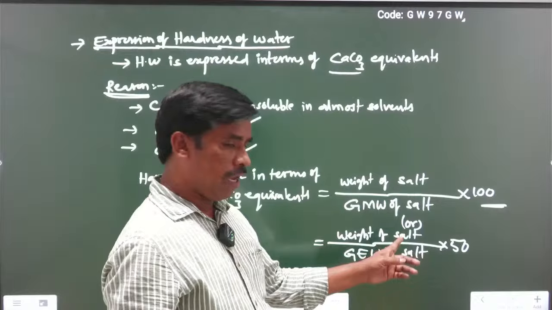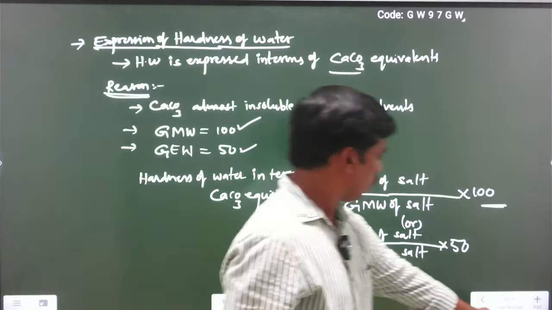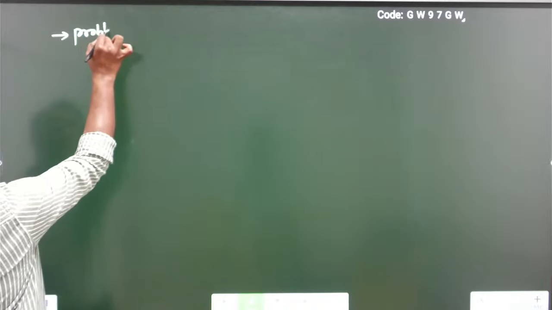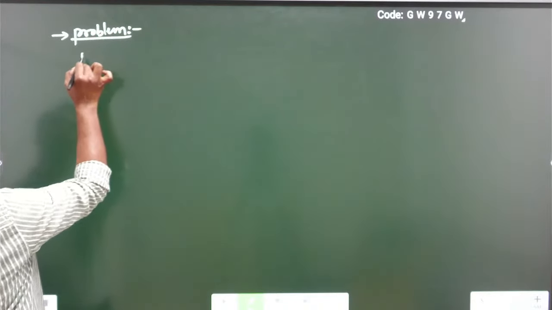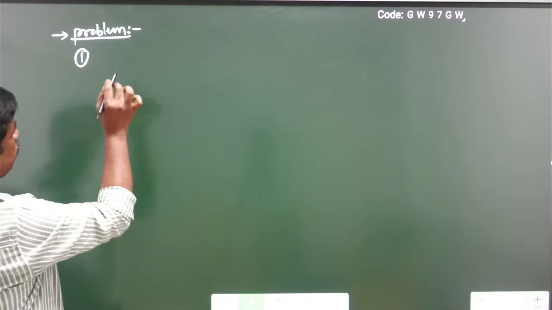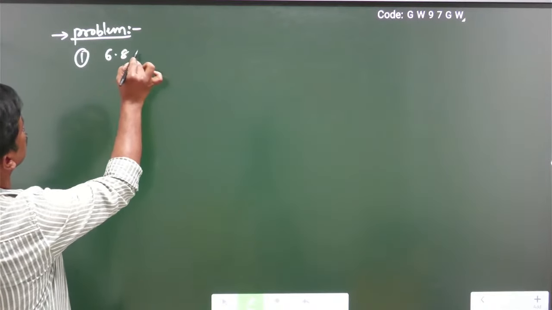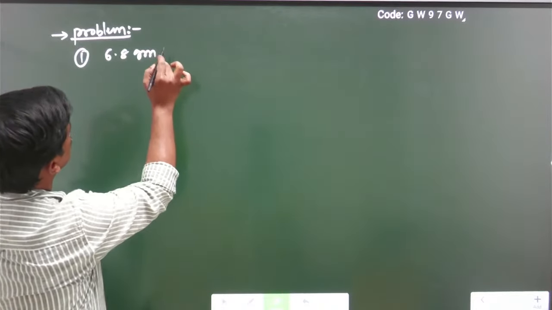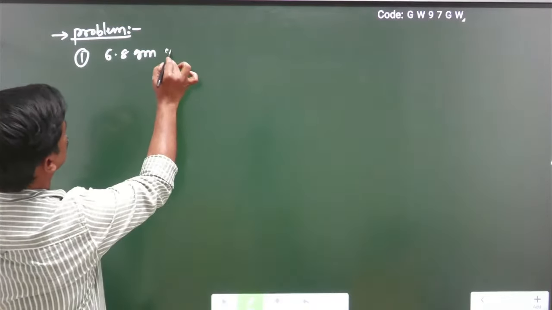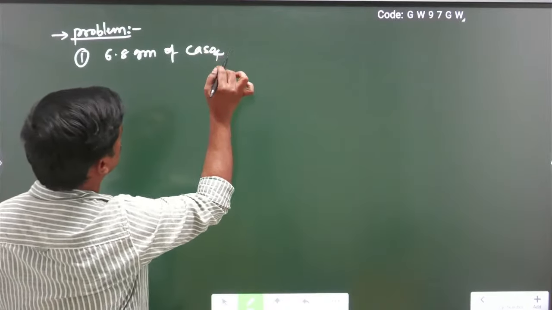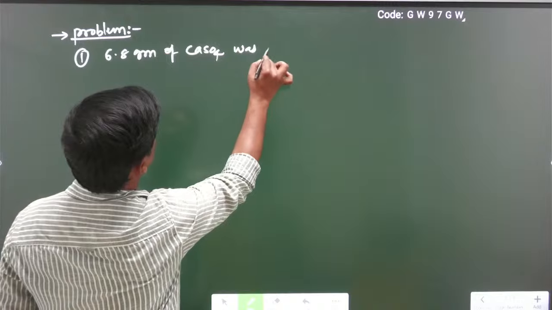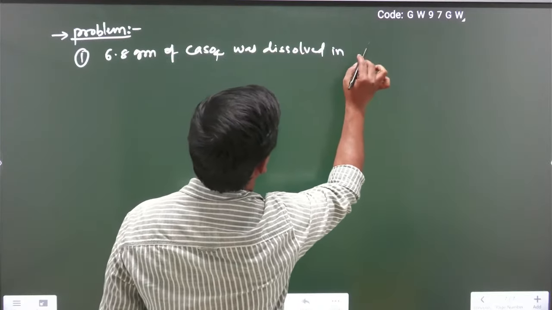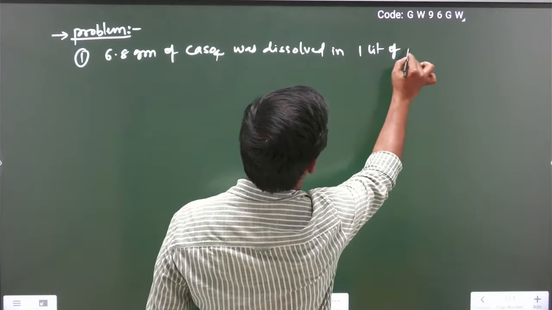Similarly, based on this formula, I am showing one problem. Just check it. Problem: 6.8 grams of calcium sulfate was dissolved in 1 liter of solution.